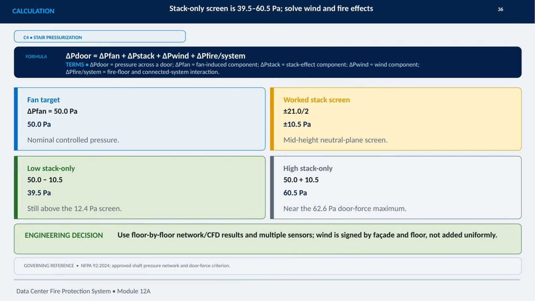The low condition remains above the 12.4 pascal screen, while the high condition approaches the 62.6 pascal maximum associated with door force. That means the fan target cannot be evaluated in isolation. Wind must be treated as a signed effect that varies by facade and floor, rather than being added uniformly. The engineering decision is to use floor-by-floor network or CFD results, supported by multiple sensors, and to check the design against the approved shaft pressure network and door force criterion in NFPA 92:2024.